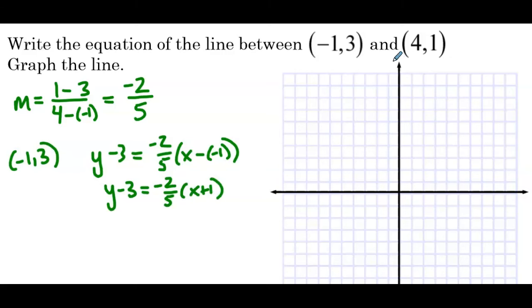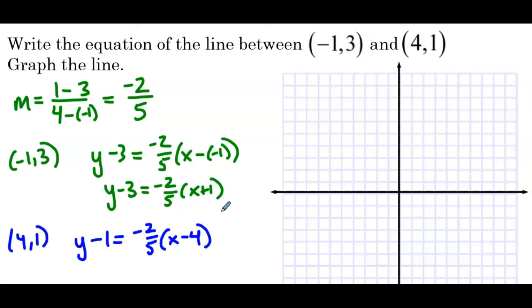Let's suppose you chose the other point. I'll use blue. So let's say you chose the point (4, 1). Your equation would look like y minus 1 equals -2/5 times x minus 4. Now, both of these look different, but they define the same line. If you really wanted to convince yourself of that fact, simplify both of these to y equals mx plus b form, the green equation and the blue equation, and what you would find is that they are the same.